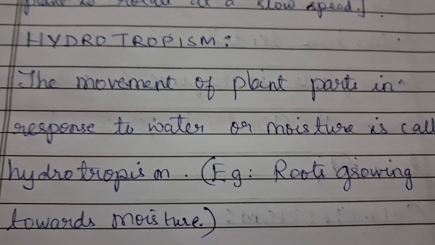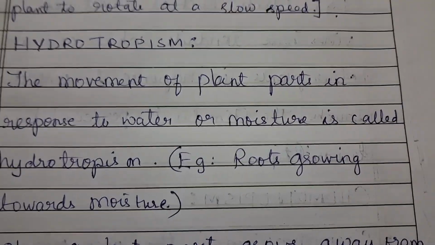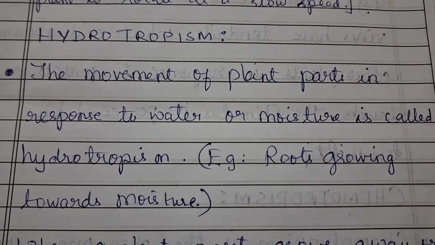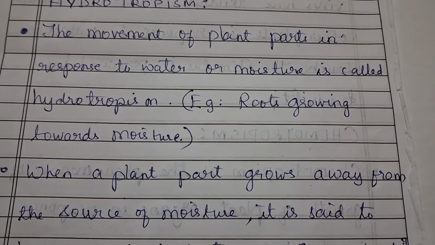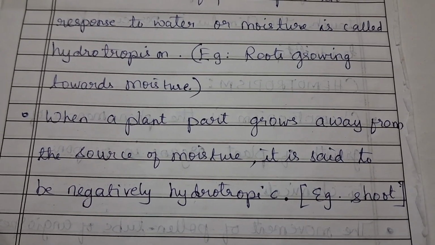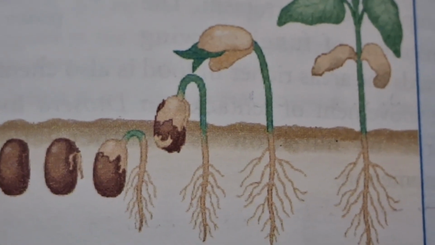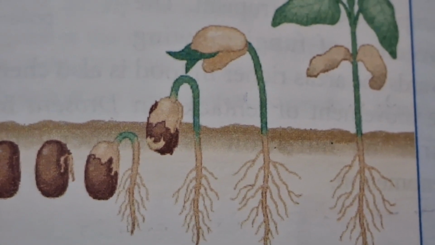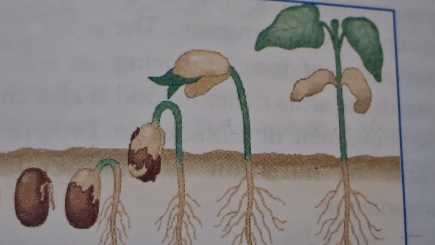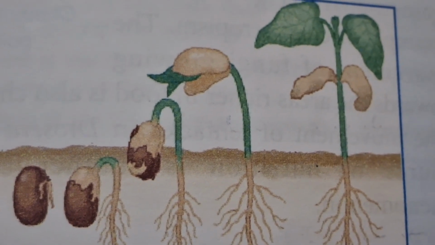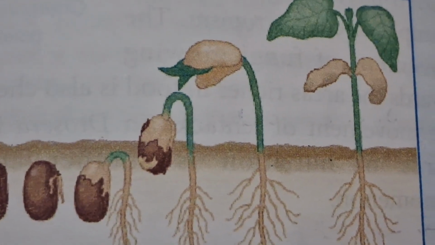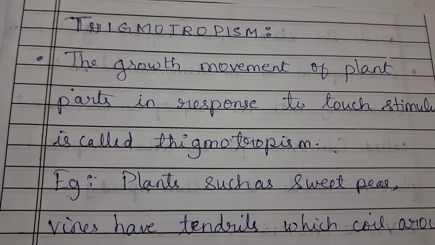Next one is hydrotropism. The movement of plant parts in response to water or moisture is called hydrotropism. Example, root growing towards moisture. When a plant part grows away from the source of moisture, it is said to be negative hydrotropism. Examples, shoots. In germination of seeds, roots grow down so that they go in search of water. It finds the moisture in the soil. So this is positive hydrotropism. Whereas the shoots move away from the soil, that is, they move above on top. So that is negative hydrotropism.